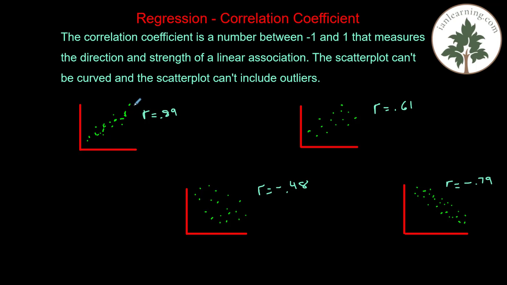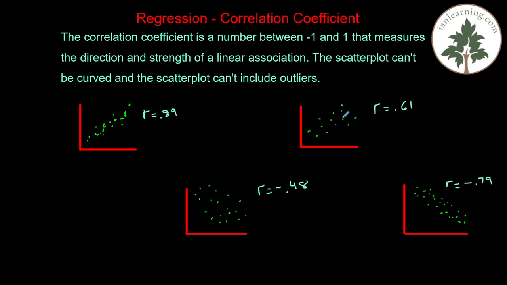So here our data is pretty tightly bunched together. Before, when we talked about association, this would probably be a strong association. Since it's a strong association, our correlation coefficient is going to be closer to 1. 0.89 is close to 1, right? But let's look at this one.